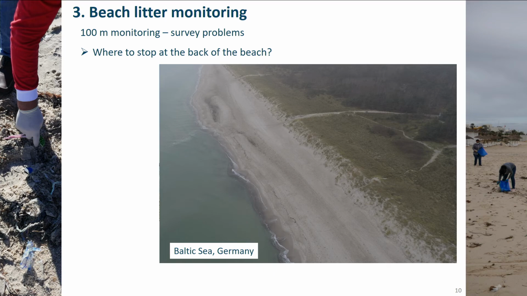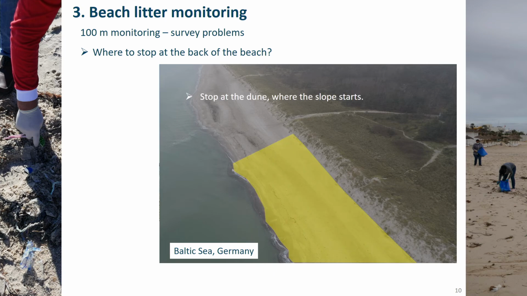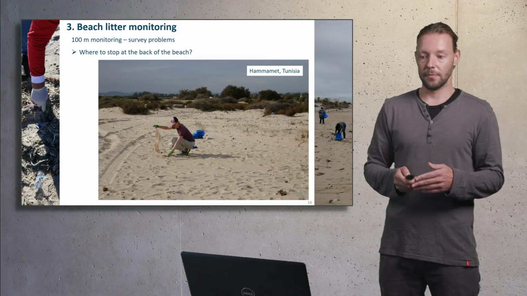It might be a bit more difficult if you have dunes like here. So here you also start at the waterline and your survey stops at the dune where the slope begins. You can also say that where there's the first vegetation appearing, there you stop your survey because this is considered already as a dune, and we only want to investigate the beach, not the dune.